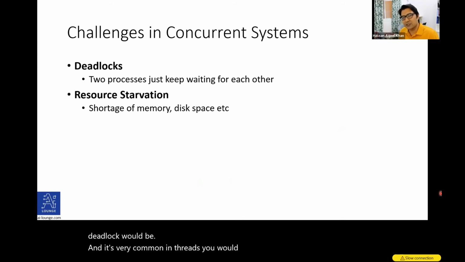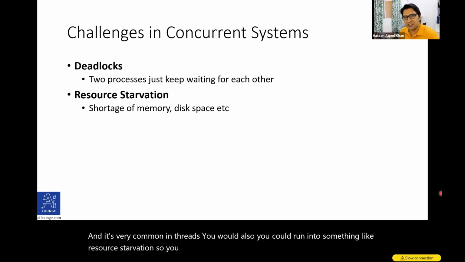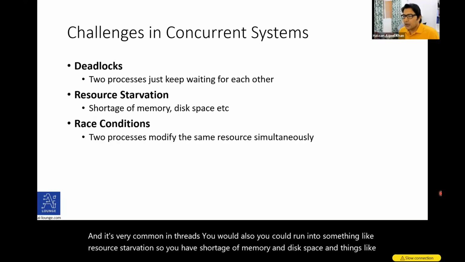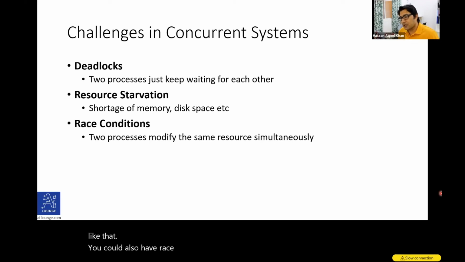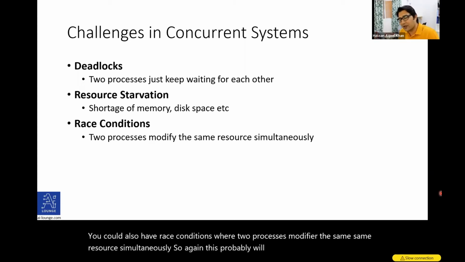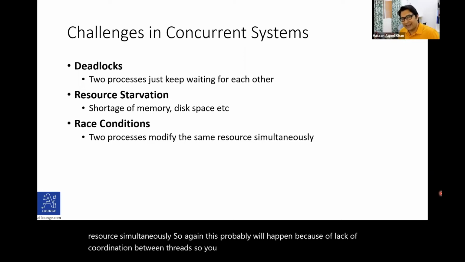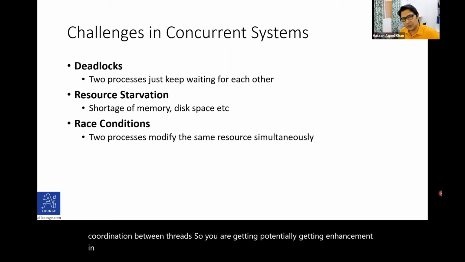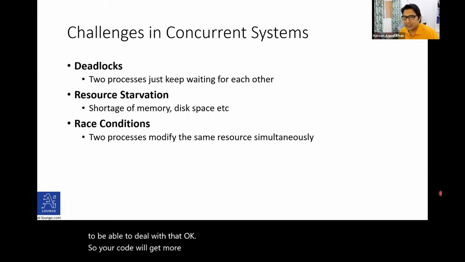You could run into something like resource starvation, where you have a shortage of memory and disk space and things like that. You could also have race conditions where two processes modify the same resource simultaneously. Again, this will probably happen because of lack of coordination between threads. So you are potentially getting an enhancement in throughput, but you're also getting added complexity, and you have to be willing to deal with that. Your code will get more complex, but that's a price you have to pay.